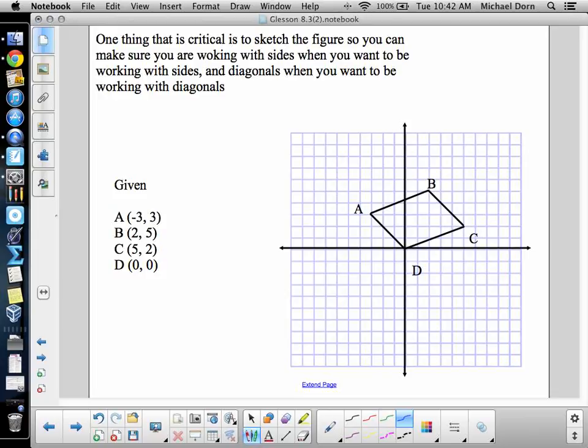Once I've established that, then we can prove using any one of the facts that we have that it's a parallelogram. Again, ways I can prove it's a parallelogram: by showing both pairs of opposite sides congruent, both pairs of opposite angles congruent, which I can't really do in the coordinate plane, so we're going to throw that one out. Both pairs of opposite sides parallel. One pair of opposite sides both parallel and congruent, or that diagonals bisect each other.